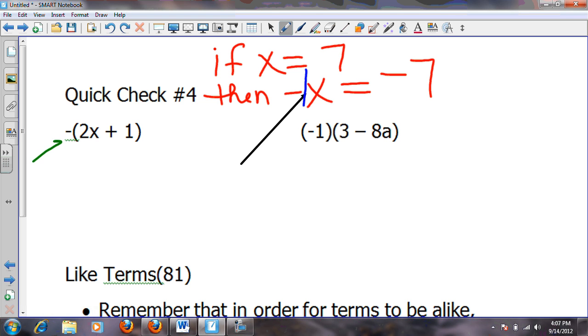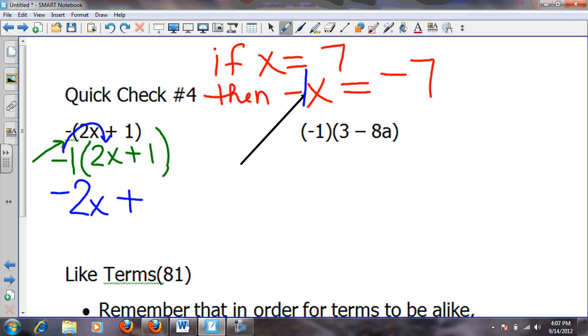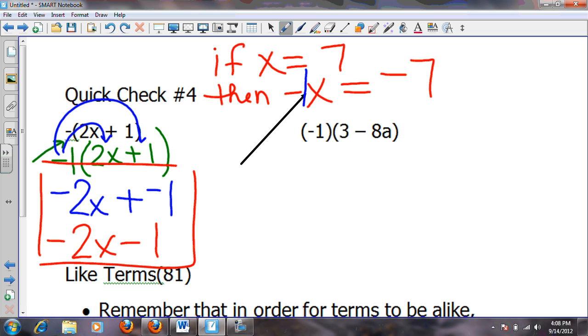So when I get to this example, it's the opposite of the quantity 2x plus 1, or I could rewrite it and say -1 times the quantity 2x plus 1. What happens when I multiply -1 times 2x? I get -2x plus, now I'm going to multiply -1 times 1, which is -1. -2x plus -1. Is there another way that I could write that? Correct. -2x minus 1. Either of those answers would be considered correct.